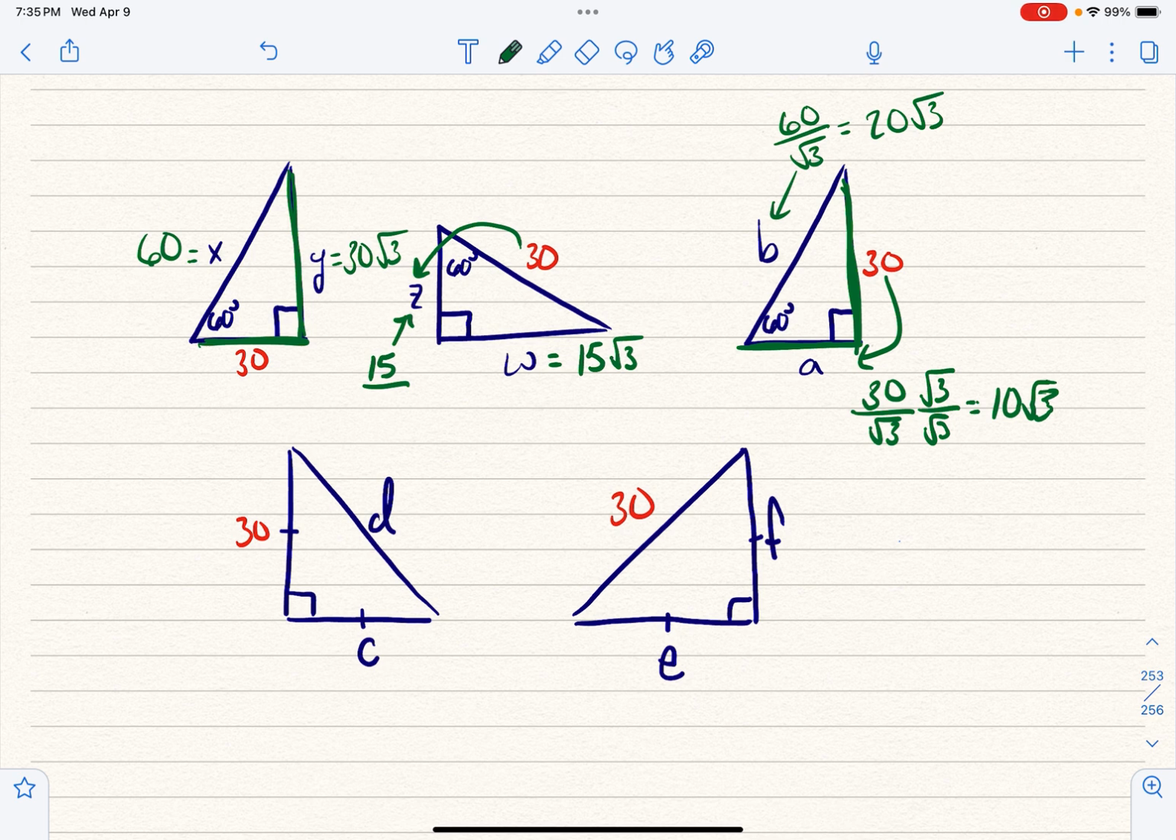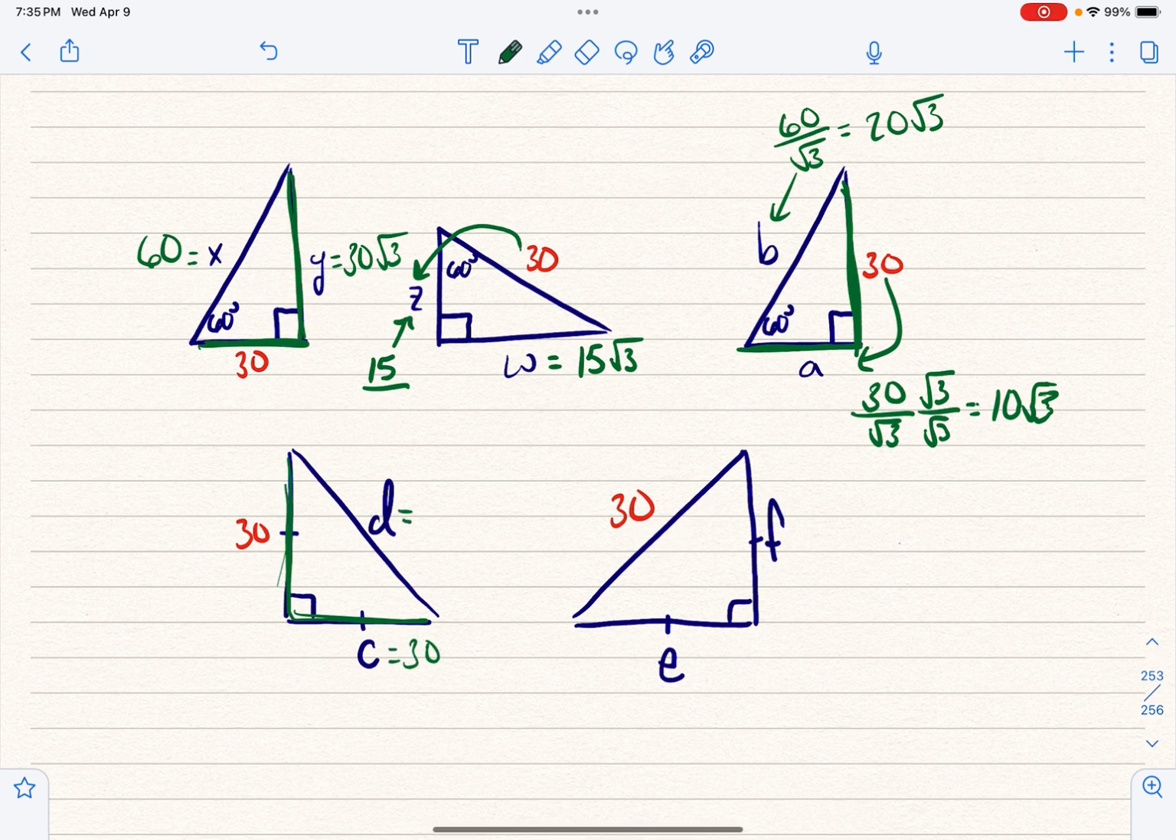We know there's only one special number, and that's square root of 2. We know that these two sides are the same length, so therefore C is 30, and D, being longer, is 30 times the square root of 2.